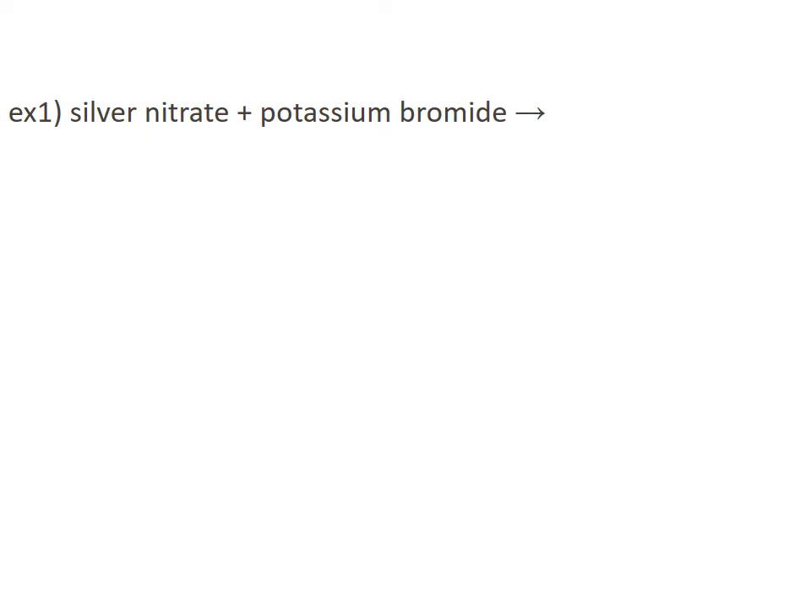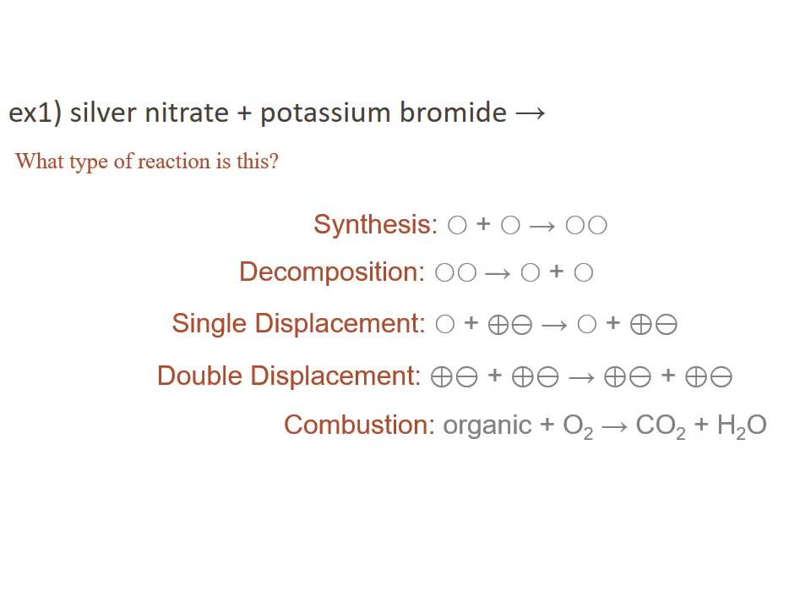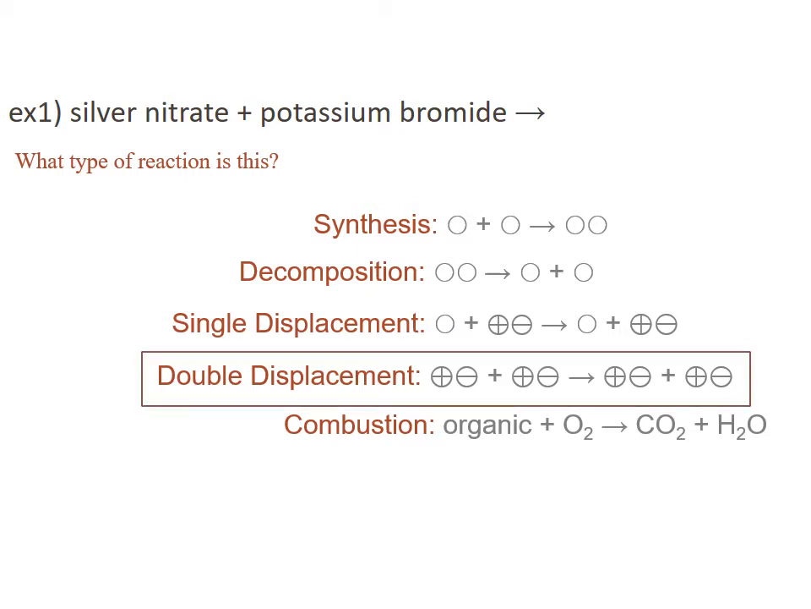Example 1, silver nitrate plus potassium bromide. What type of reaction is this? Well, I've got silver nitrate, that's a positive and a negative, so that's a pair. I have potassium bromide. Again, that's a pair because I have a positive and a negative. So if it's a pair reacting with a pair, that is double displacement. So I'll write next to the equation, double displacement.